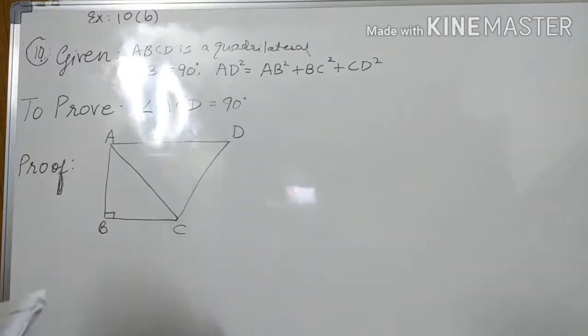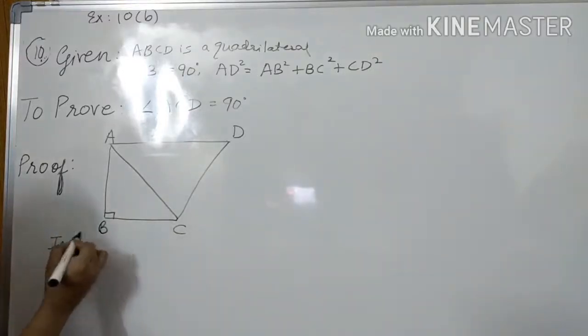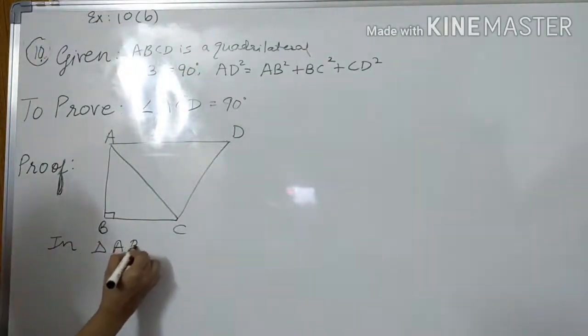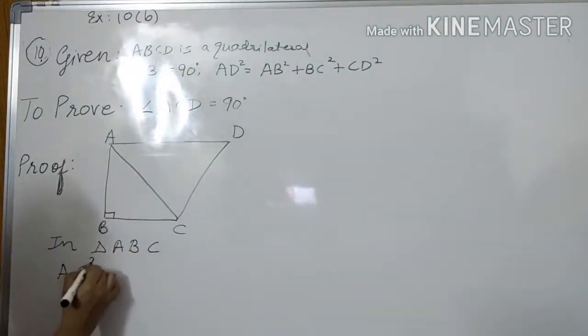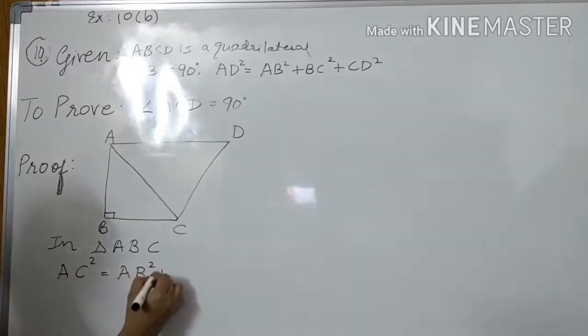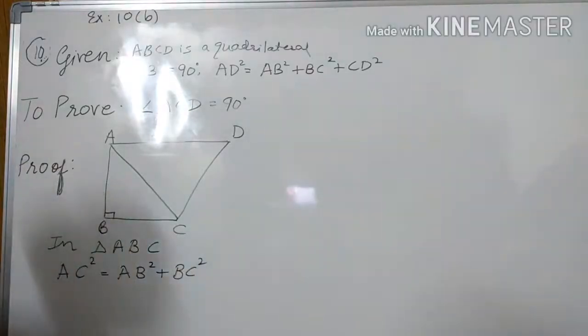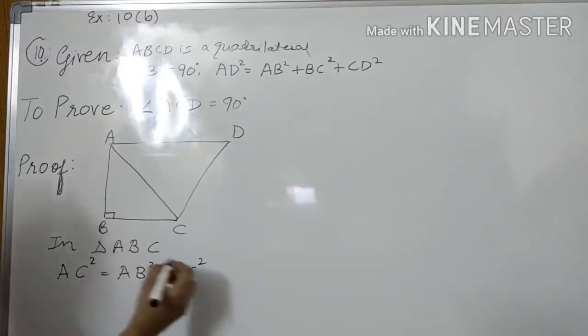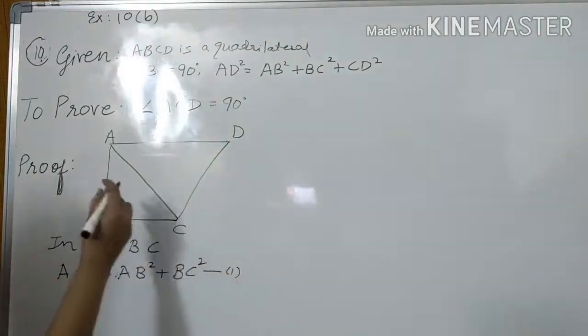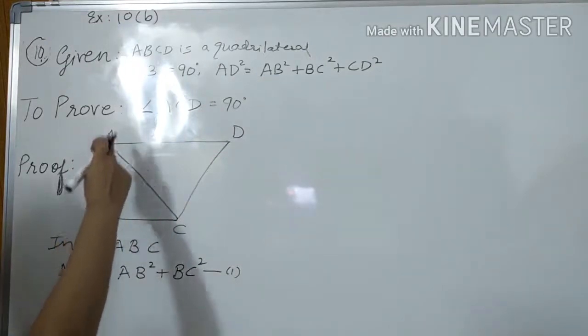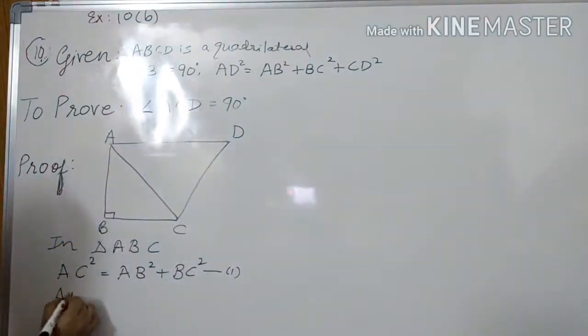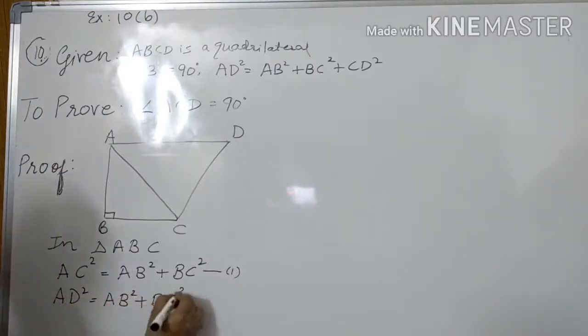So I am writing, in triangle ABC, using Pythagoras theorem, AC square is equal to AB square plus BC square. Now, continuing with the next step, this is my first step. Now, AD square is equal to, this is given part. Whatever the given part, I am writing AD square is equal to AB square plus BC square plus CD square. This is already given part.